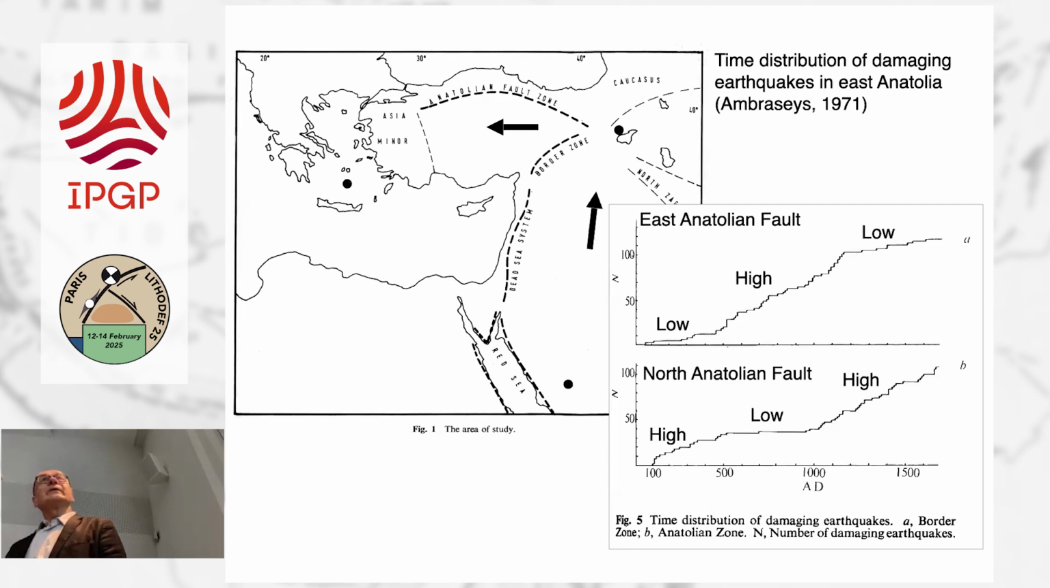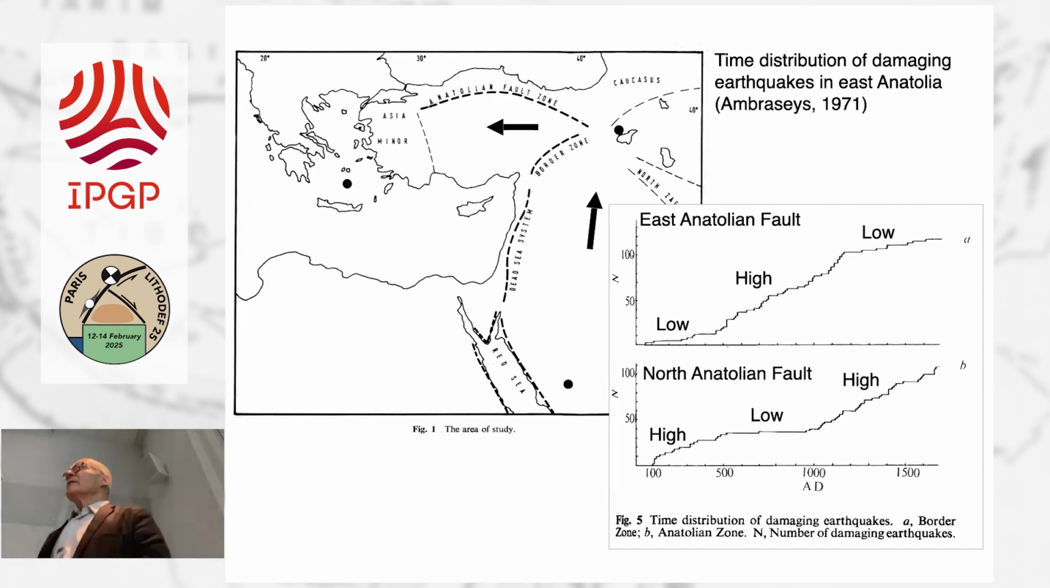cumulative count of devastating earthquakes on the eastern Anatolian fault and the northern Anatolian fault was alternating, and there are periods of high activity on one of them, while the other one was quiet, and vice versa.